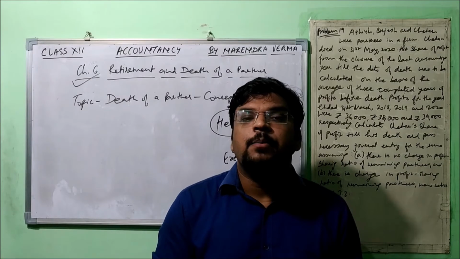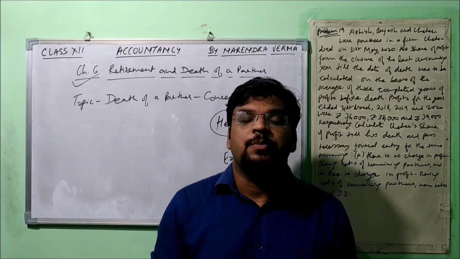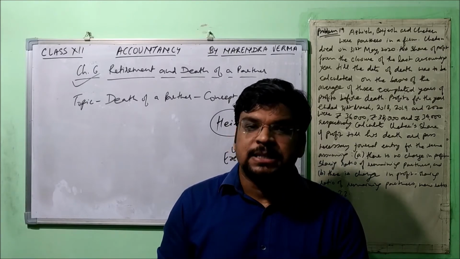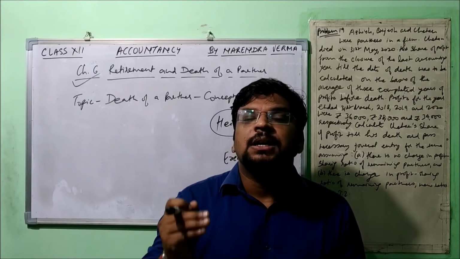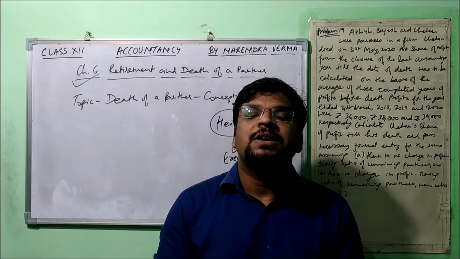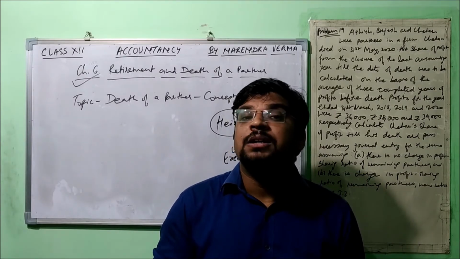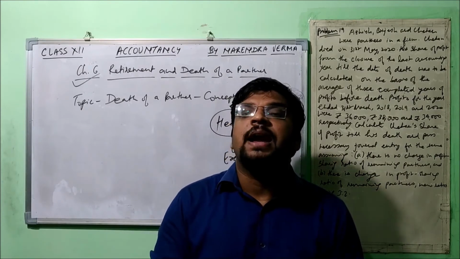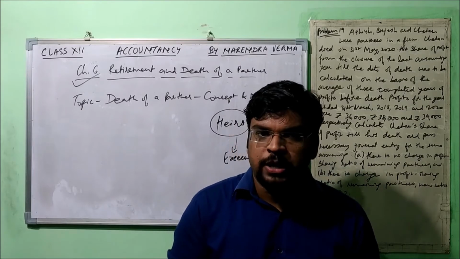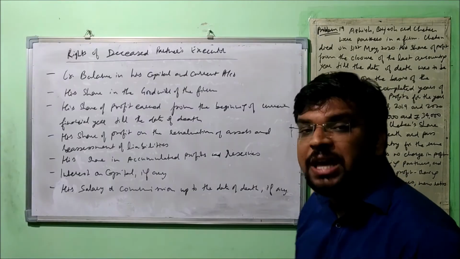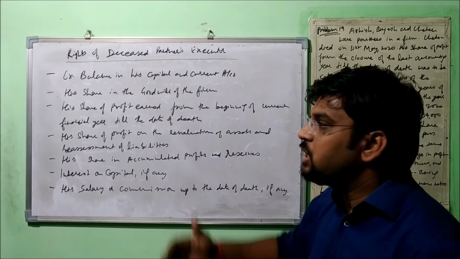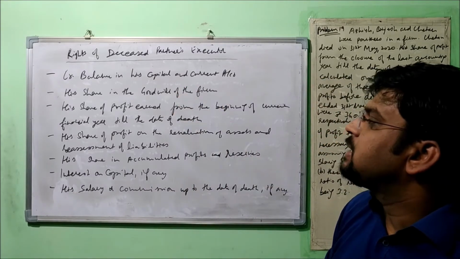Say for example there is a partnership in which there are three partners A, B, C, and C dies. Now when C dies, his executors are supposed to receive whatever rights a retiring partner has. These rights become the rights of the executor of the deceased partner. So what are the rights? The executor of the deceased partner becomes entitled to get the following. Let's understand.